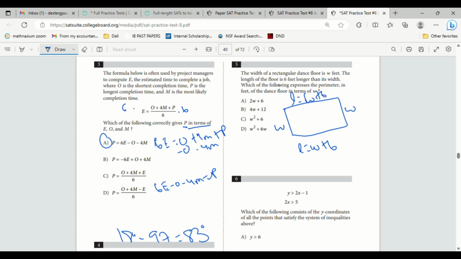So our perimeter equation is just adding up all four sides. So it's W plus W plus W plus 6 plus W plus 6, which is 4W plus 12, or B.